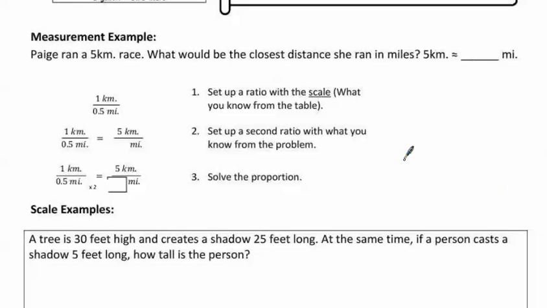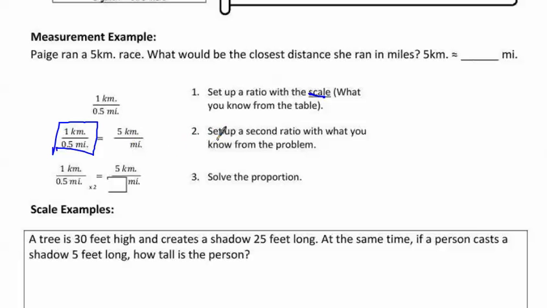Let's talk about a measurement example. If Paige ran a 5-kilometer race, what would be the closest distance she ran in miles? First thing you need to do is set up the ratio with this scale. So that's what you know. So I know 1 kilometer is about 0.5 miles. So that's going to be my first part of my proportion.